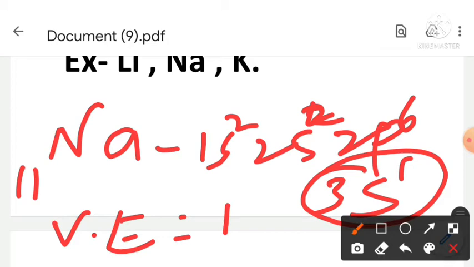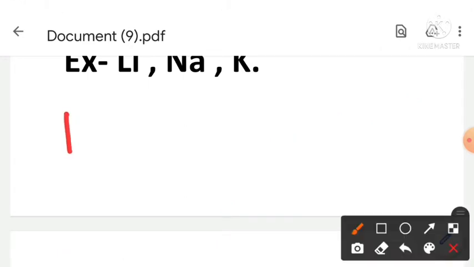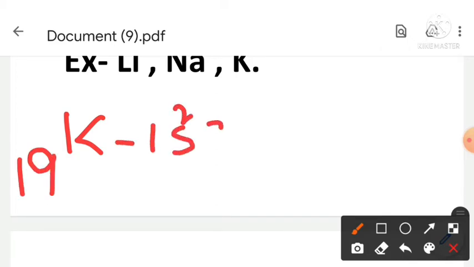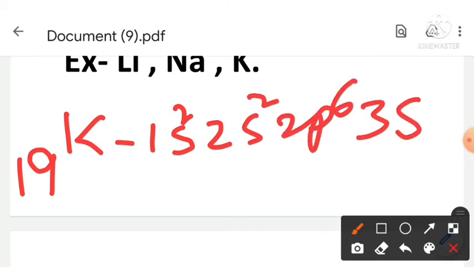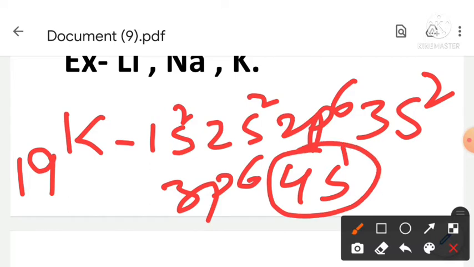conditions. Now we see potassium. We know that Z of potassium is 19, so we write electronic configuration 1s2 2s2 2p6 3s2 3p6 and 4s1. Here the outermost shell is 4s1, so valence electron is 1. It is called a metal.